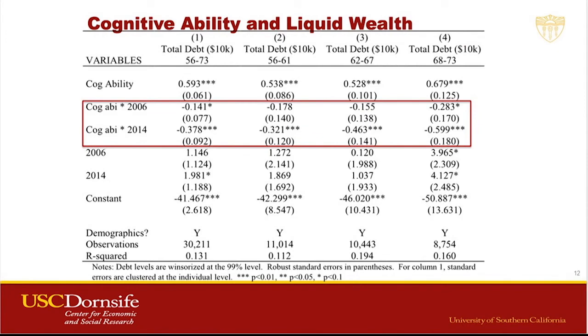Now, perhaps more concerningly, much of this relative reduction in total wealth is coming through liquid wealth, particularly at the oldest age groups. So post-crisis, in 2014, a 1 unit increase in cognitive ability is associated with $6,000 less total wealth for the 68-73 age group than in 1998.